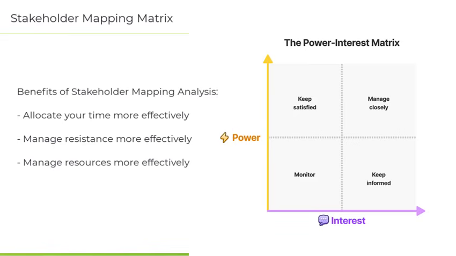You will also be able to manage resistance more effectively. Identifying those people who have most influence over your decisions will allow you to position yourself toward dealing with resistance and putting plans in place to manage this accordingly. And then finally, you will also be able to manage your resources more effectively, where having a plan in place and understanding your stakeholders' interest and influence will offer you a better opportunity in managing resources and allocating responsibilities to your team more effectively.